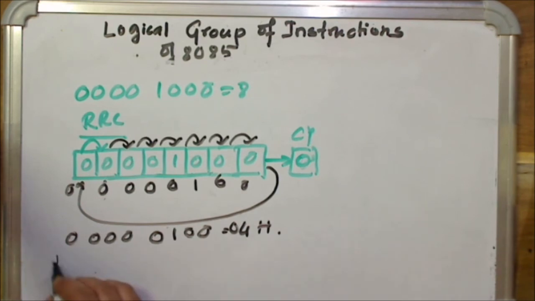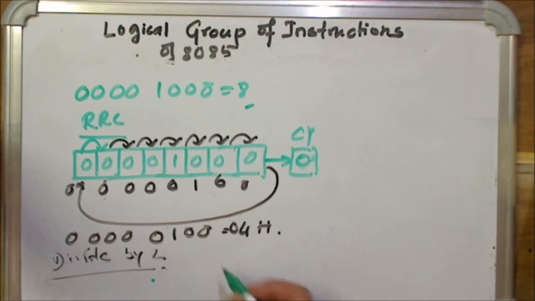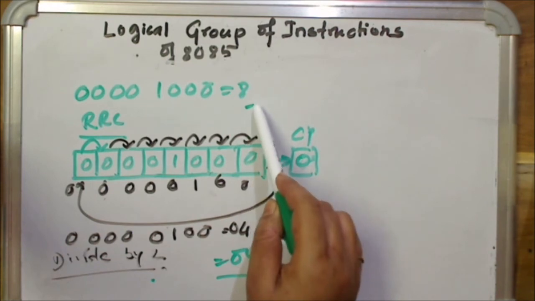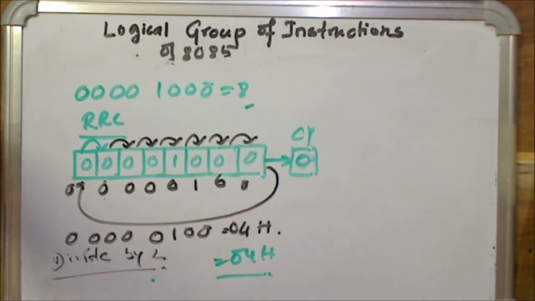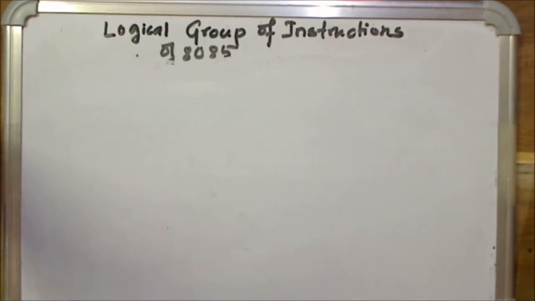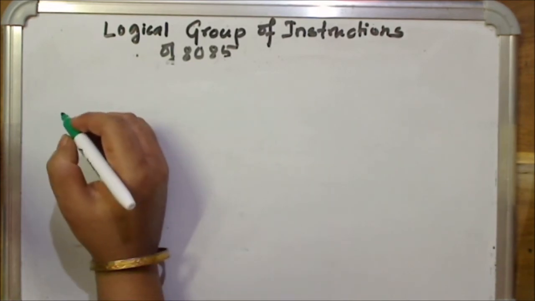So this is nothing but divide by 2. If you divide 8 by 2, the number will turn to be 04. So RRC can also be used for the division operation, but you should remember that the number you are dividing should be a multiple of 2. Again, you can use the rotate instructions for multiplication by 2.